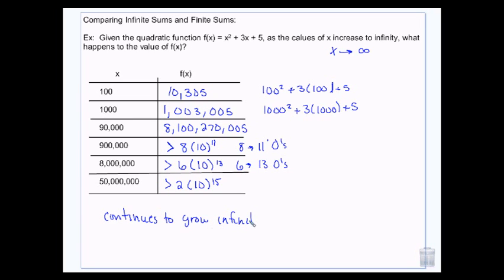Infinitely. When this happens, there is no limit. The limit is the number that it approaches. If it's not approaching a number, there is no limit, because there's nothing limiting it. Does that make sense?